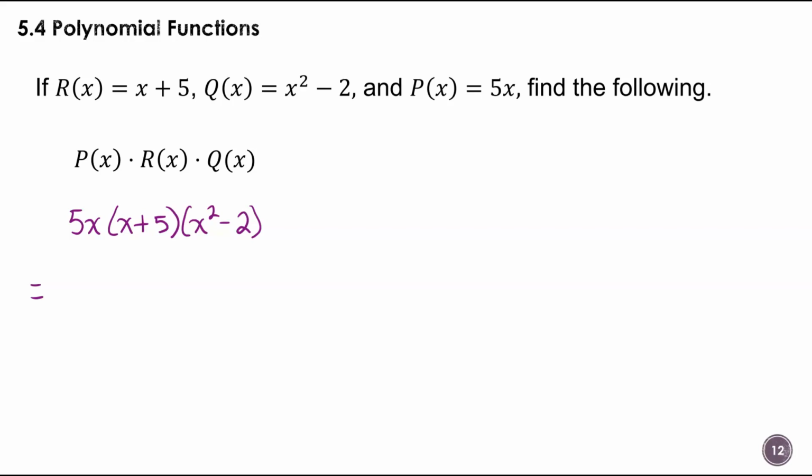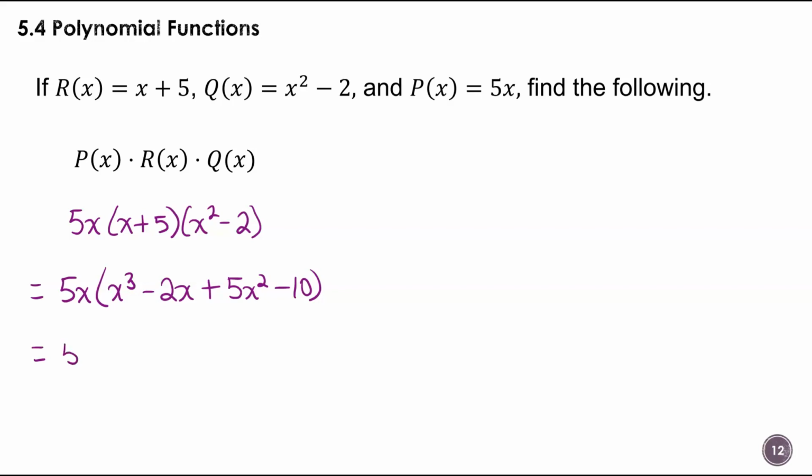So we are going to start out with, I think you can kind of go either way with this, but I think what I'm going to do is keep the 5x and then multiply x plus 5 times x squared minus 2. Right, so x times x squared would be x to the third. X times negative 2 would be negative 2x. 5 times x squared would be 5x squared. 5 times negative 2 is negative 10. And then I simply go through and distribute the 5x.